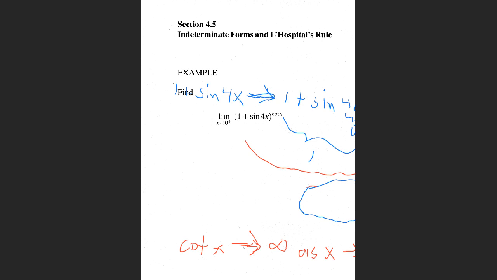What matters is the rate at which 1 plus the sine of 4x is approaching 1, along with the rate at which the cotangent of x is approaching infinity. You have these two functions, and you need to know the rates at which they're approaching their respective limits. So how are we going to handle this problem? Here's what we're going to do.